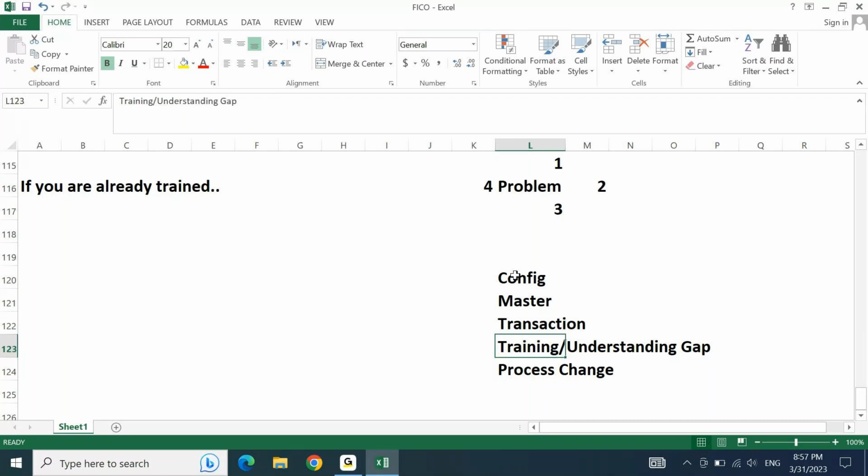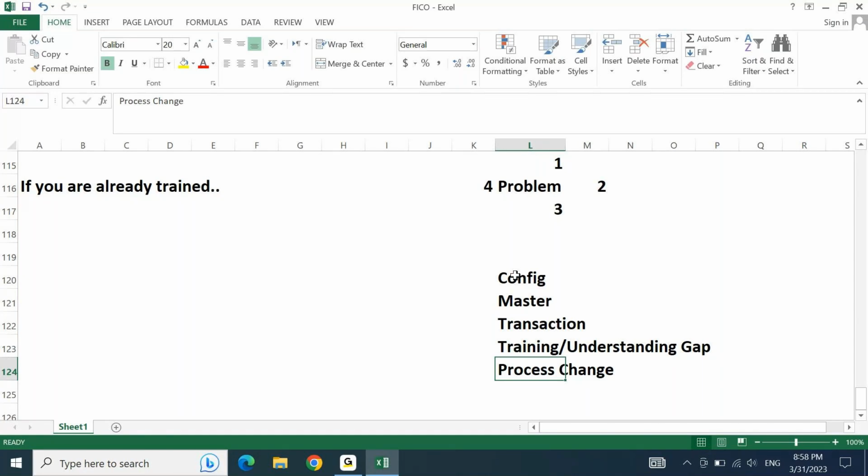Is the user a new user, or is he using this process for the first time? That can also happen. Some users will try to experiment on the system, think innovatively, likewise. If this is also not the problem and everything is correct, then there is a process change. This may be a new business process, a new business scenario, which is not configured and not mapped in the system.